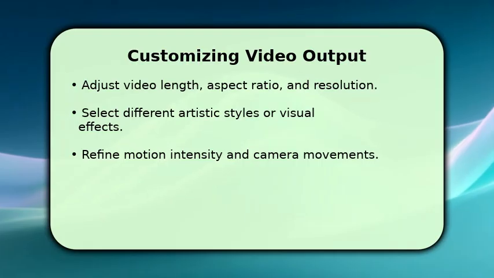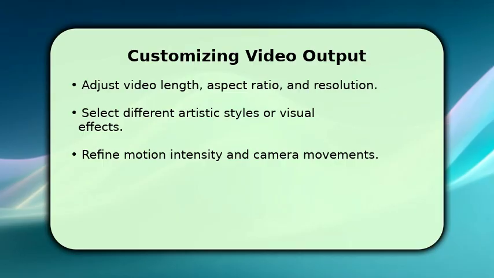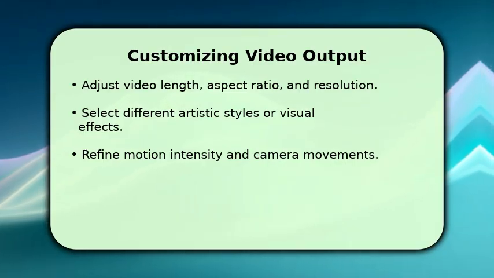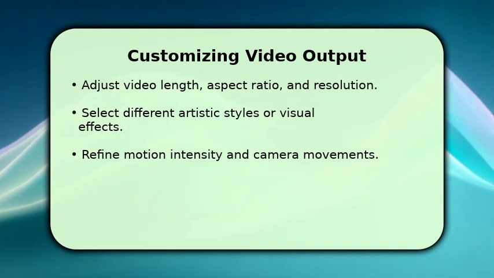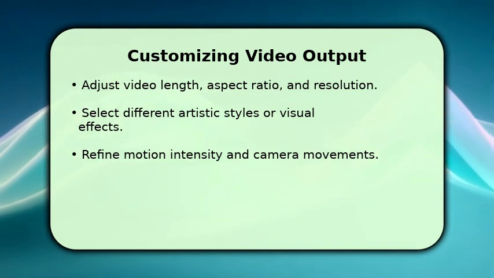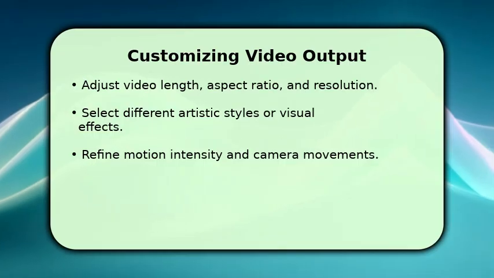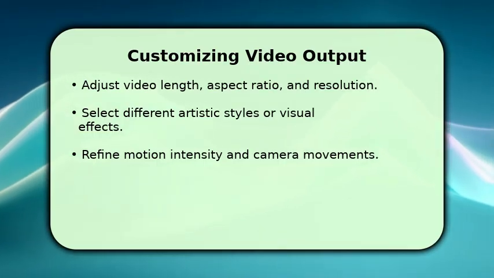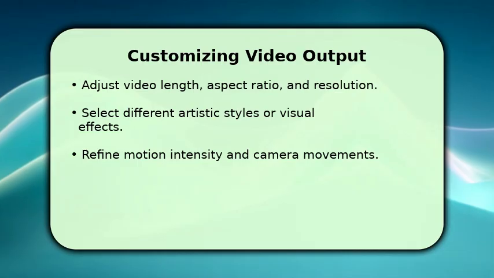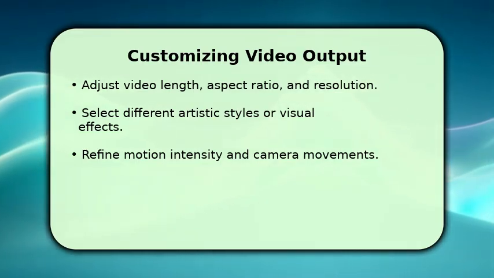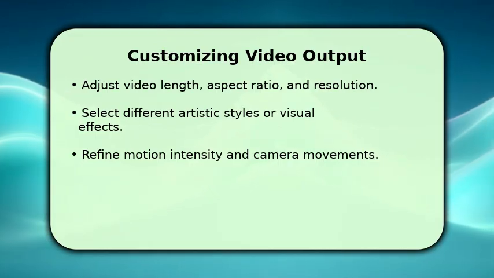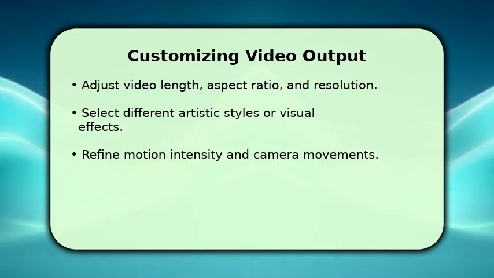Gemini Veo offers several customization options to fine-tune your video. You can easily set the desired duration, choose an aspect ratio like 16:9 for widescreen, and select a resolution for clarity. Experiment with various artistic styles, from realistic to animated, to match your vision. You can also control the intensity of motion within the scene and specify camera movements, such as a slow pan or a quick zoom. These settings give you creative control.